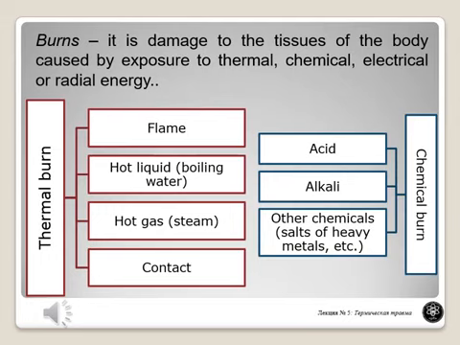Chemical burns are usually divided into acid burns, alkali burns, and burns with other chemical compounds. For example, it can be a salt of heavy metals, hydrogen peroxide, potassium permanganate, or something else.